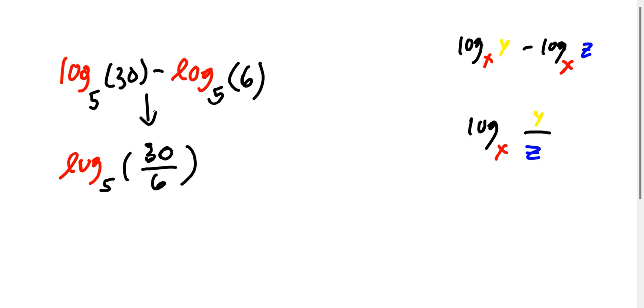So 30 over 6, very simple to calculate. That's just 5. So now we have log base 5 of 5. Now, the base and this number are the same, so that means we have this expression 5 to the x equals 5, and in this case, that's 1. So whenever your base is the same as that number, it's going to be just 1, obviously unless the base is 0. So in this case, this expression is equal to 1.